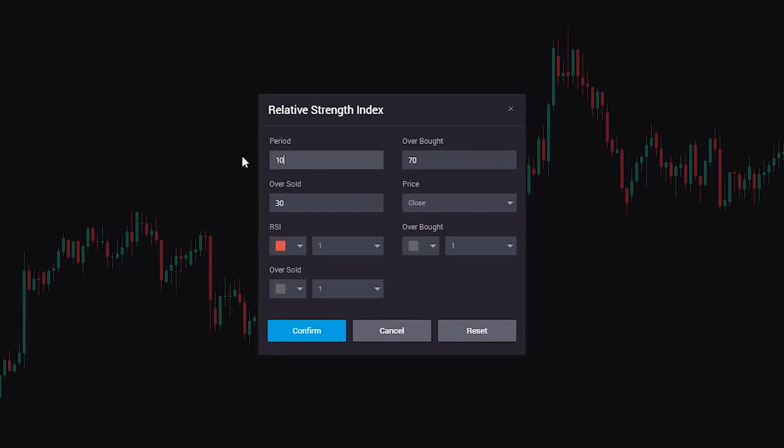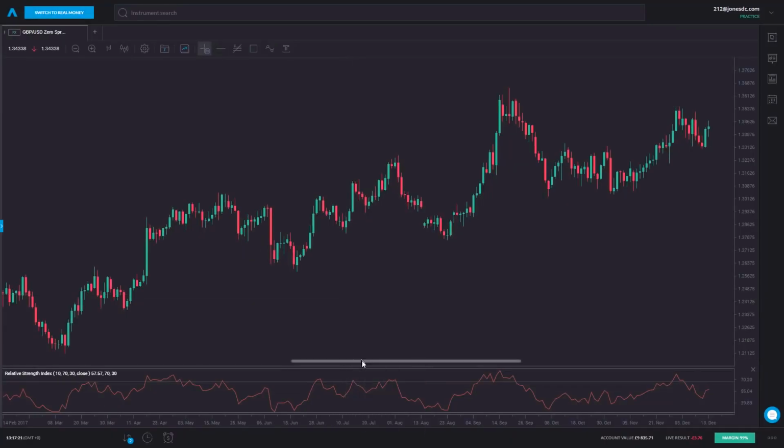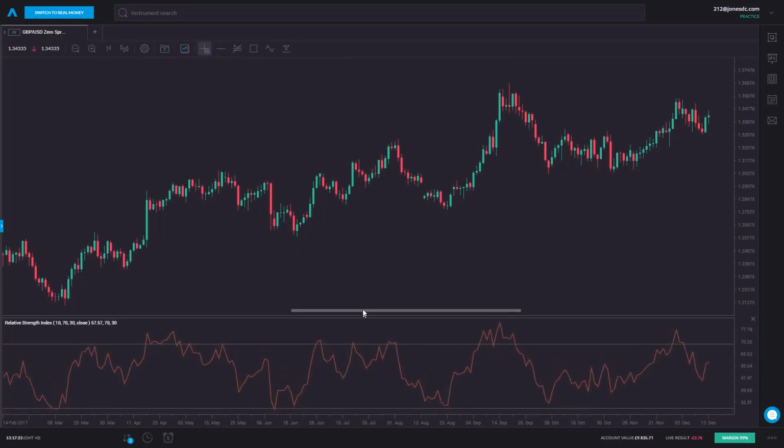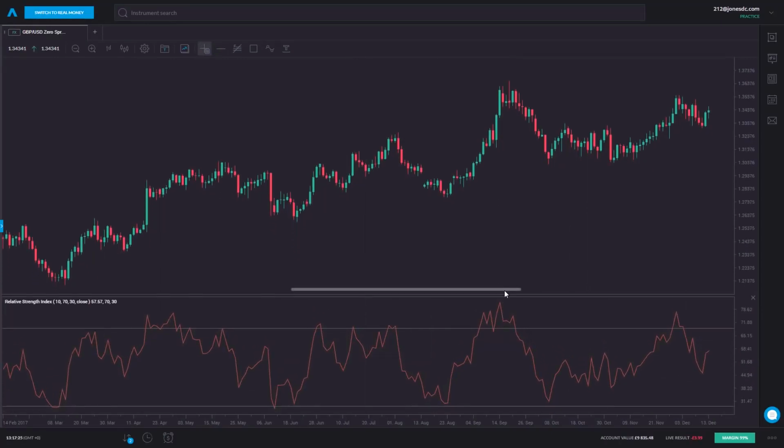Me, I like a 10-day RSI because it's 2 weeks. We can change the overbought, oversold areas, but for now, let's stick with the textbook, 70 and 30%. Click on Confirm, and the RSI gets plotted on our chart. Let's just stretch that up. So traditionally, with the RSI, we always have a value between 0 and 100%.